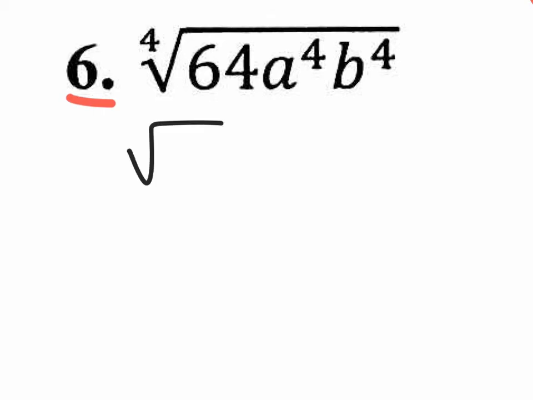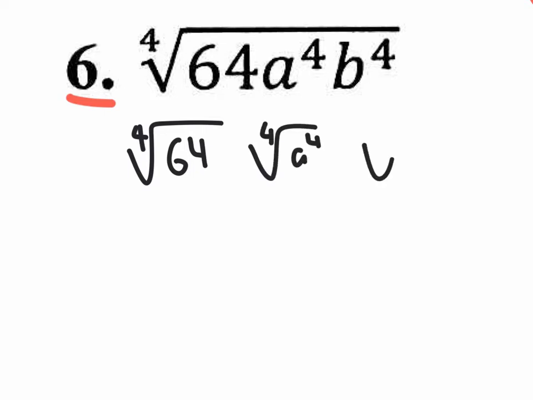Split it up, right? So you have the fourth root of 64. You have the fourth root of a to the fourth. You have the fourth root of b to the fourth. Okay?